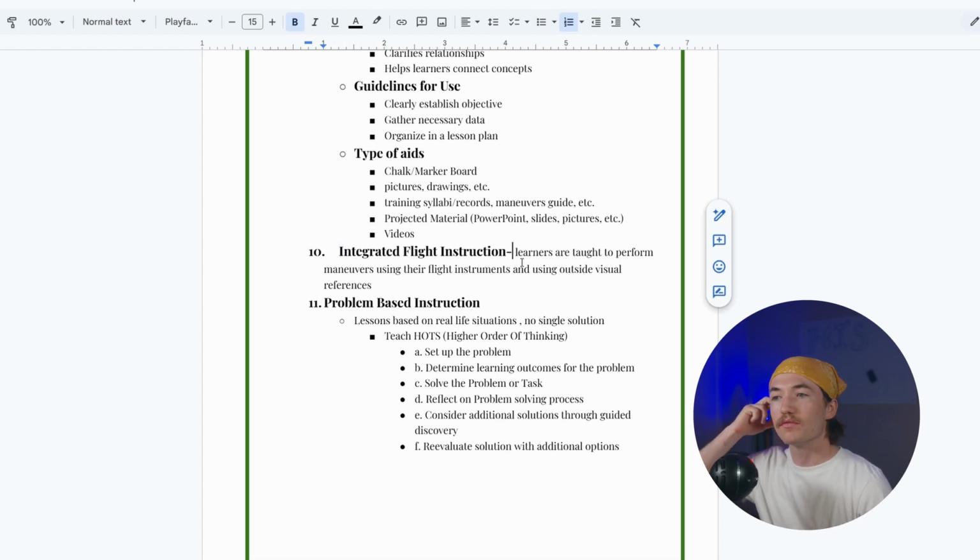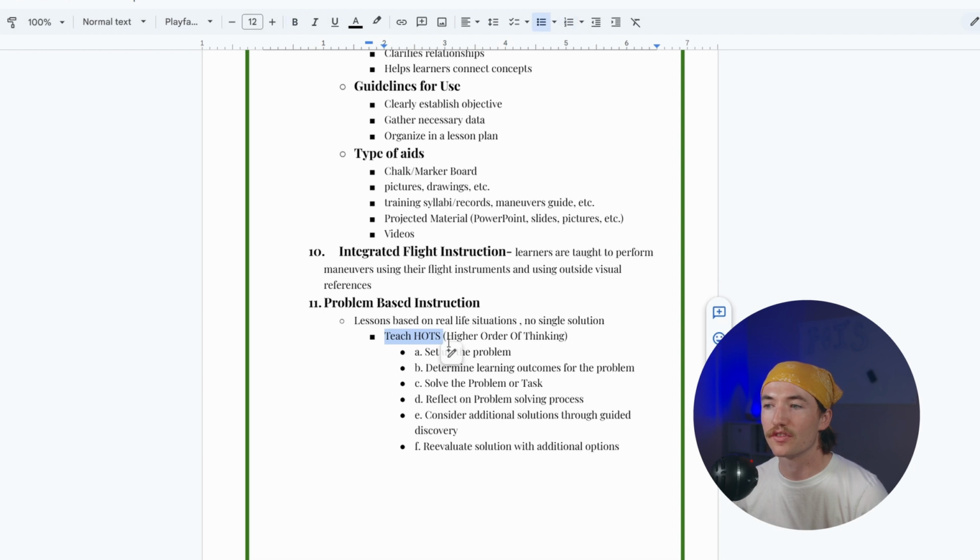And then number 10, we have integrated flight instruction. This is when learners are taught to perform maneuvers using their flight instruments and using outside visual references. So, transitioning basically back to outside and inside. Pretty straightforward. And then 11, we have problem-based instruction. So, lessons based on real-life situations, with no single solution. This is teaching HOTS. If you've ever heard of HOTS, this is higher order thinking.